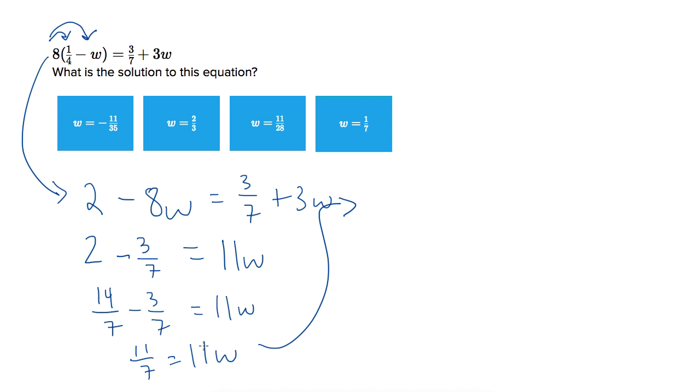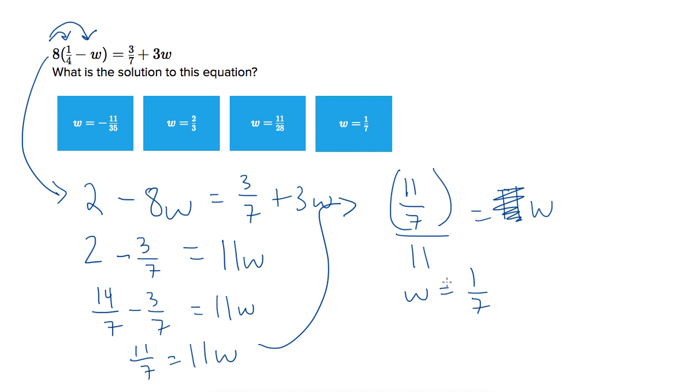And now we're going to divide both sides by 11. So that gives us 11/7 over 11 equals 11w over 11. Now, when you're dividing a fraction by just a non-fractional number, by an integer, you can simply divide the numerator by that integer if it works out nicely. So 11 divided by 11 is 1, so that means that we're actually not 11w, just w. So that actually means that w equals 1/7.